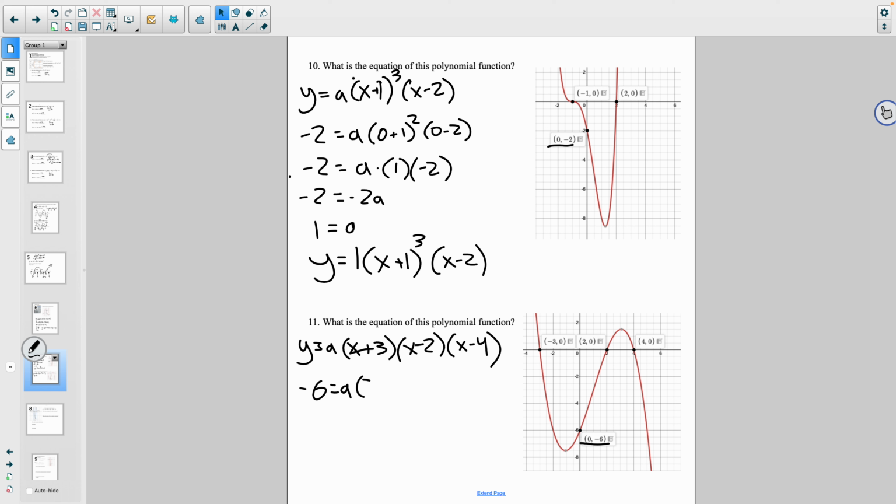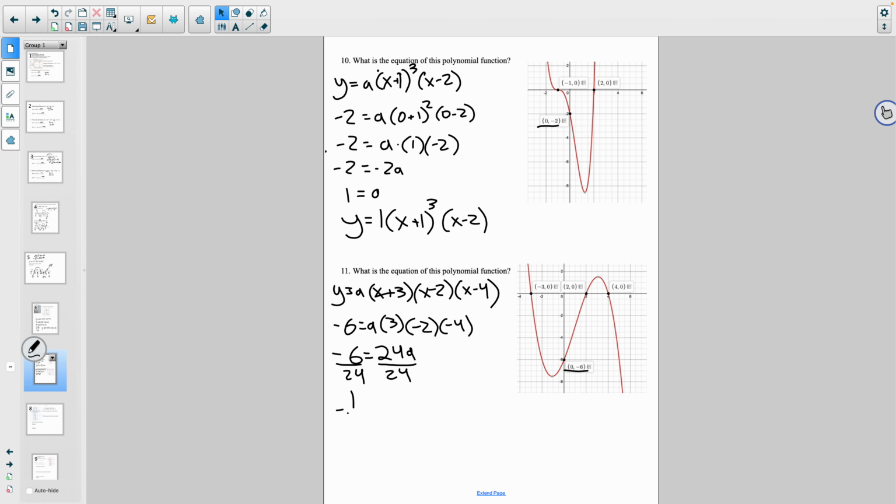So 0 plus 3 is just 3. 0 minus 2 is negative 2. 0 minus 4 is negative 4. So let's see, 3 times negative 2 times negative 4 gives us positive 24. Now we can just divide by 24. We get negative 1/4 as our a. So let's write this out as our final equation. y equals negative 1/4 times x plus 3, x minus 2, x minus 4.